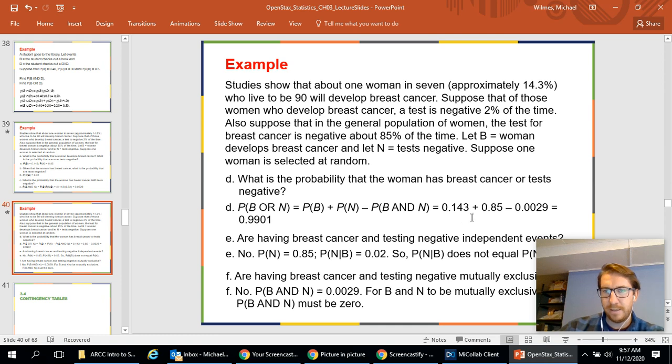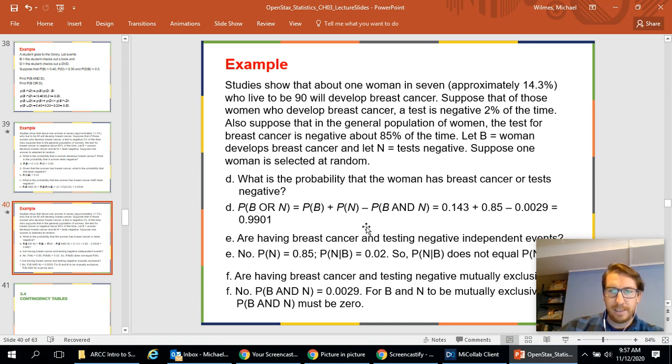So here's cancer, here's a negative test. Remember, that was just a negative test in general. Then we subtract that intersection of those two. So 0.99, about 99% of the time, we either have cancer or a negative test, which kind of makes sense. Either you have cancer or you test negative for it.